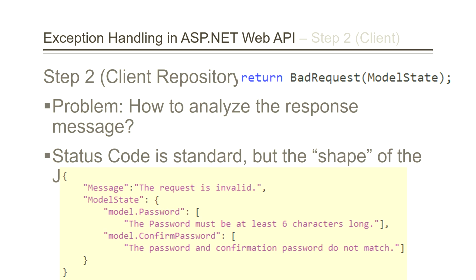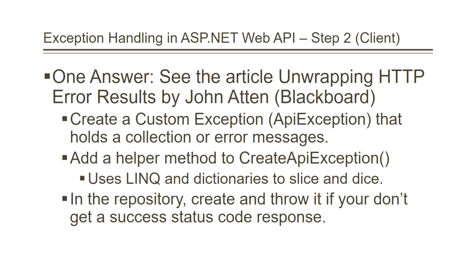That's my point. So how do we solve this mystery of how to slice and dice this when we really can't predict the arrangement of the data inside the content of the message? One answer: up in Blackboard, I've put a link to a series of articles online about this whole issue of error handling and exception handling. One of them in particular is Unwrapping HTTP Error Results by John Atten. The link's up in Blackboard for the whole article. I encourage you to look at it.